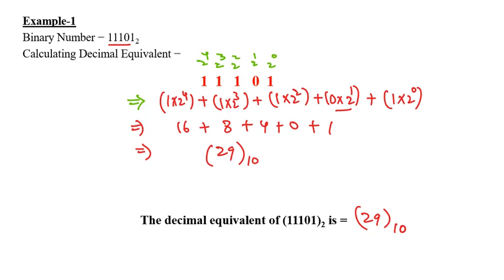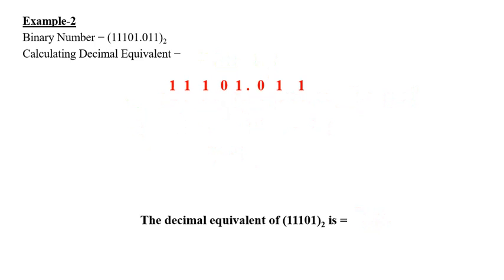So this is how we will convert if the binary number contains only the integer part, with no fractional part. In the second example, we will see how to convert a binary number into its equivalent decimal if the binary number contains fractions as well. So in example 2, a binary number is given. It contains the fractional value as well.